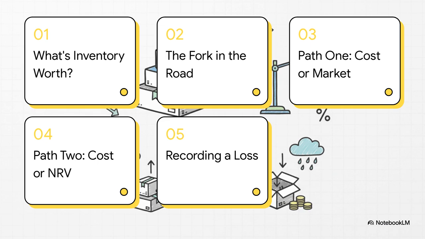All right, here's our game plan for today. First, we'll talk about the fundamental principle that drives all of this. Then, we're going to hit a really crucial fork in the road that changes everything depending on which way you go. From there, we'll explore the two different paths. One is the more complex cost or market method, and the other is the much simpler cost or NRV method. And finally, we'll look at how companies actually put that loss on the books.